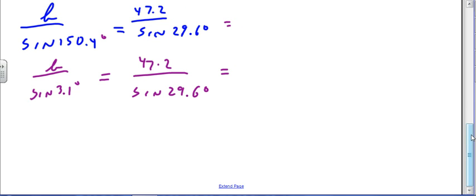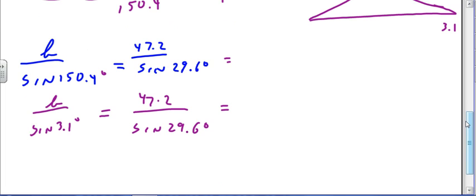But it all has to do with the sine function. Your calculator only gives you an answer in first and fourth quadrant for sine, and there's a possibility of a second quadrant answer. Okay, so the blue solution, 47.2 times sine 150.4 divided by sine 29.6 is going to give you, oh, isn't that lovely?